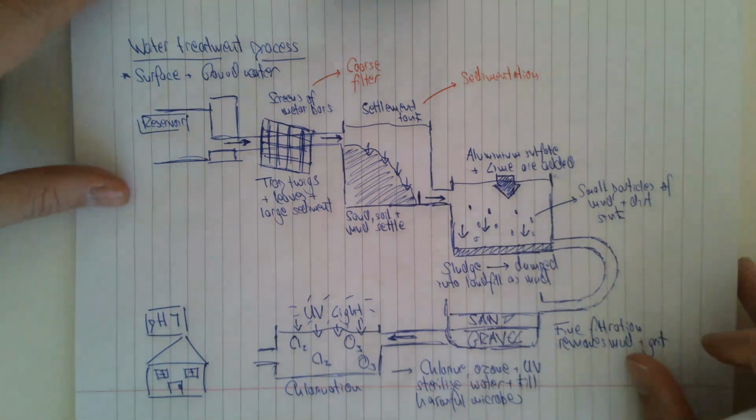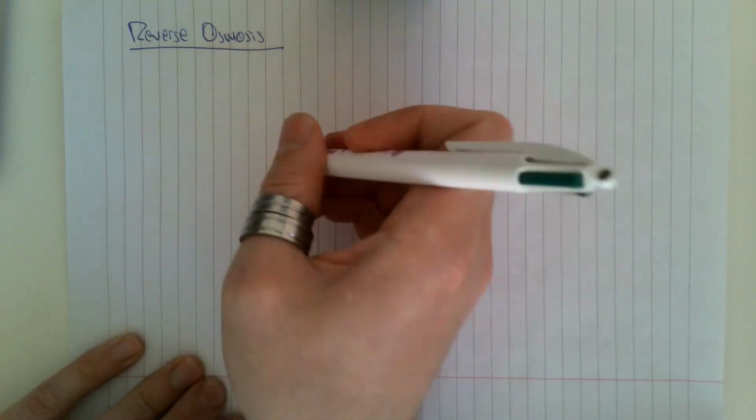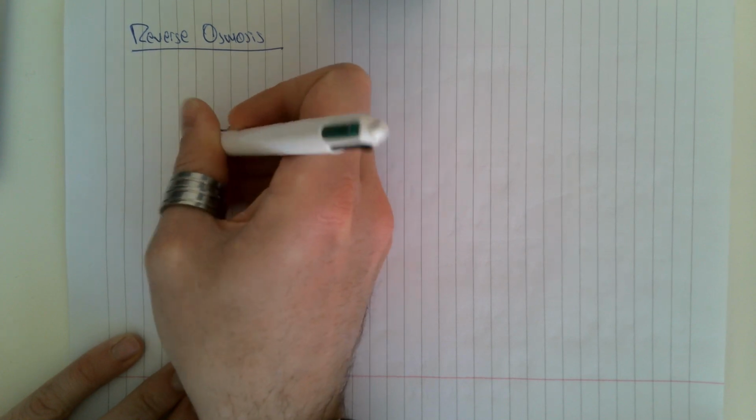Now, there is one other final process that's worth making note of when it comes to the treatment of water, and that is the process of reverse osmosis. So this is an industrial process. Now, it's a process for carrying out desalination, so obviously removing salt from water. Now, just make a little note here.